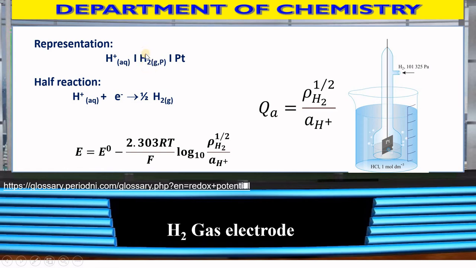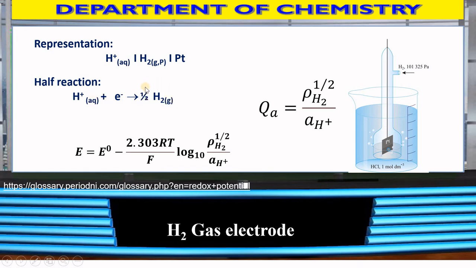The product is H2 gas, meaning an H2 molecule, but the H+ ion can absorb only 1 electron, and therefore it converts into 1/2 molecule of hydrogen gas. So H+ in aqueous form plus an electron gives 1/2 of H2 gas, and the activity quotient for this reaction is activity of product divided by activity of reactant.